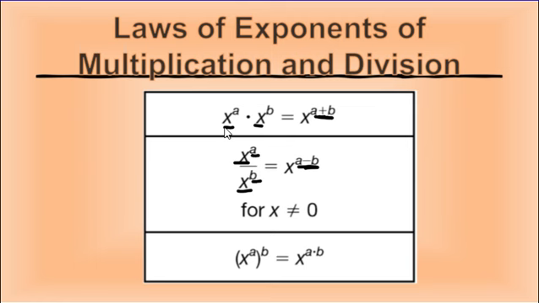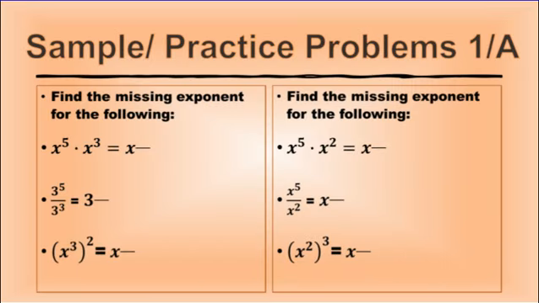And just a reminder that x, the base, cannot equal zero, so it can't be zero. And then the last rule would be if you are raising a power to a power. So if you have an exponent and then you're raising that to another exponent, you're going to multiply the two exponents. So let's take a look at some examples here.